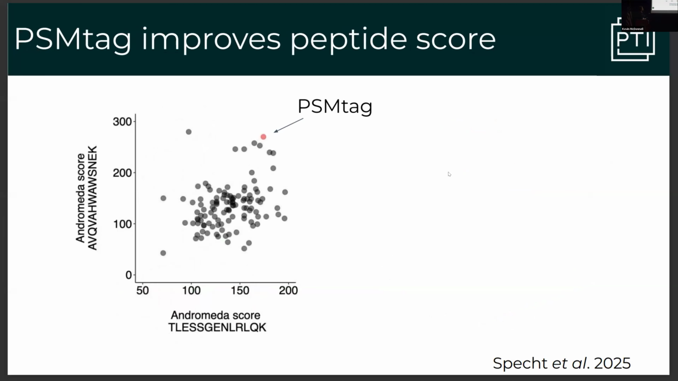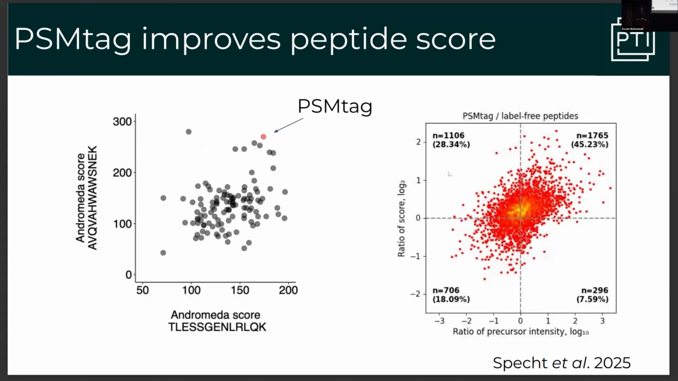And so step one was screen all these different tags. Each point here is a different tag attached to both this peptide and this peptide. And these look at the scores, the Andromeda score in this case, for all of the different molecules when they're attached to the two peptides. And PSM tag here is the molecule that we settled on, as it showed high scoring for both of these peptides. But to give, I guess, a more comprehensive evaluation, you can compare it here to label-free.